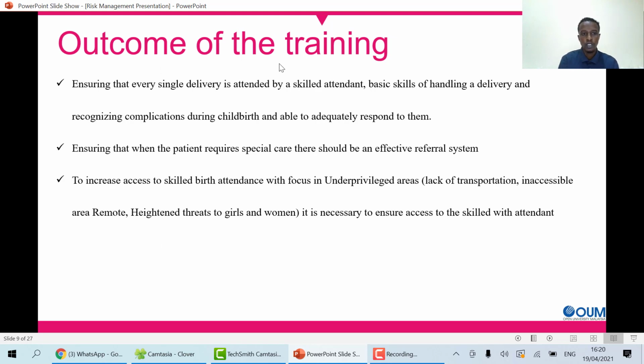Our outcomes of the training. Our outcome is ensuring that when the patient requires special care, there should be an efficient referral system. I'm here to call my colleague Ahmed.